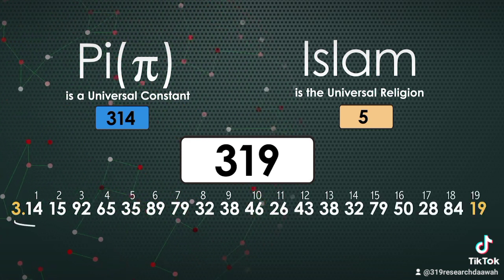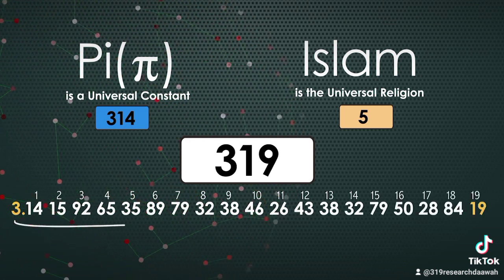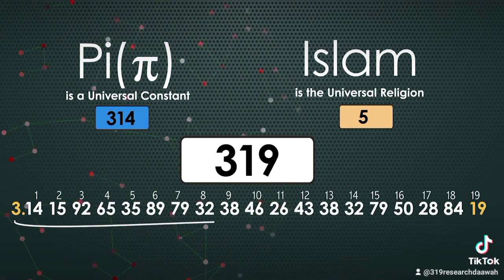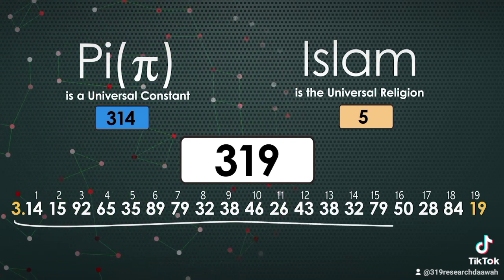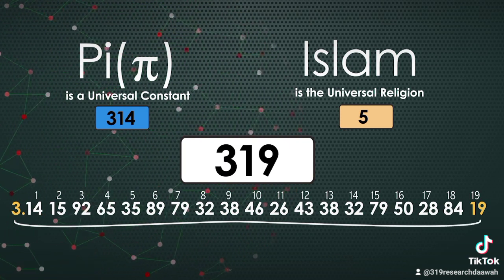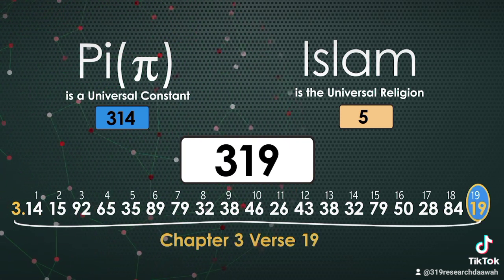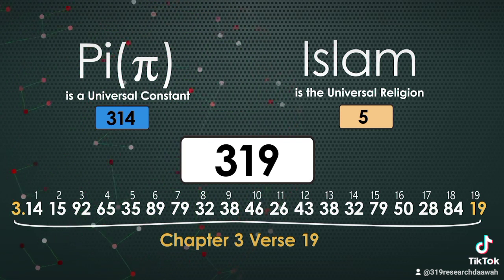When you pair up the decimal digits of pi in twos, you will find that the first decimal pair is 14, the second decimal pair is 15, up to the 19th decimal pair, which happens to be the number 19. And therefore, Allah locating the verse of Inna Dina Indallahi al-Islam in chapter 3, verse 19 is not a product of coincidence, but a carefully calculated coordination.